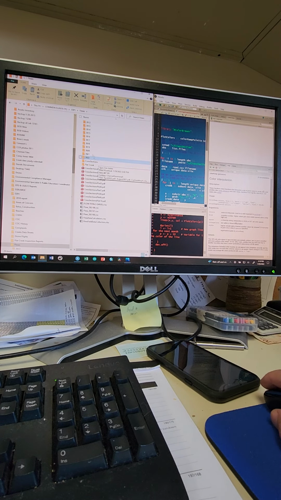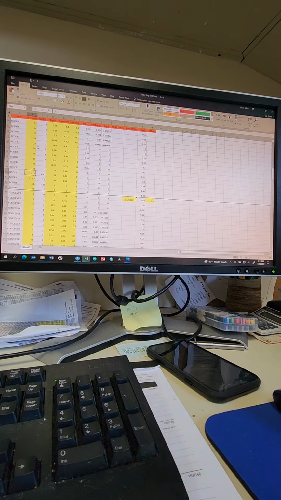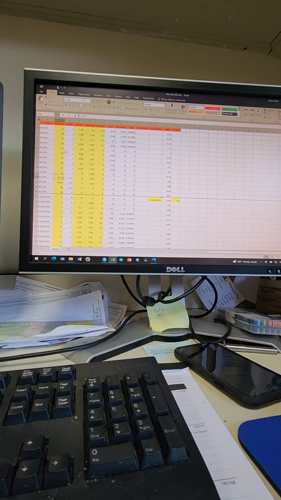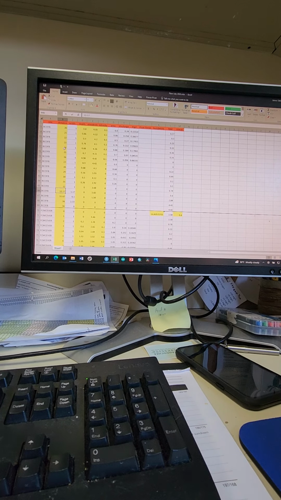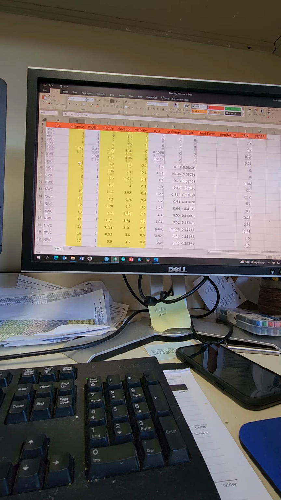So we take flow measurements at all the creeks, right? I can show you some. Here's the ones we just did, July 2022. All right, so now we got, if I can zoom in a little bit. Site, distance, width, depth, elevation, velocity, area, discharge, million gallons per day, float times, sum of the million gallons per day, total benchmark, and stage.